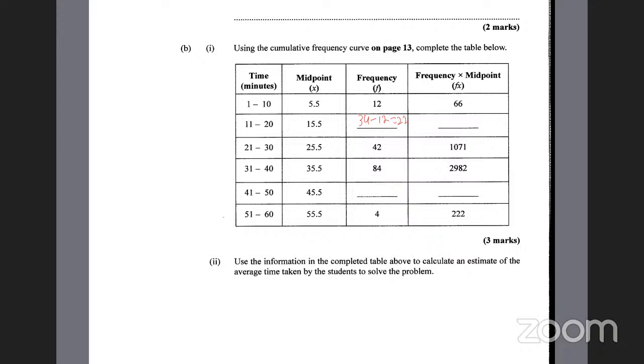Anyway, that will be 196 minus all the values on top of it. So that will be 196 minus 84 minus 42 minus 22 minus 12. So that's 36. Again, I'm going to check it back and make sure it sums to 200. I don't want to get it wrong. So 12 plus 22 plus 42 plus 84 plus 36 plus 4. Nice, 200. So I'm good to go.